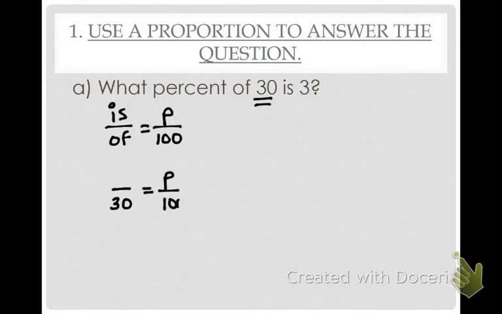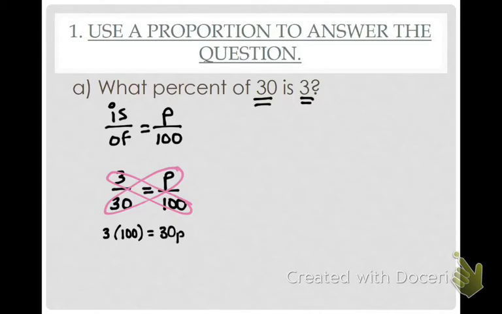Do you guys see what the is? 3, because it's the number that follows the word is. So 3 over 30 equals P over 100. Do you guys remember doing cross multiplication before? Yes. All right, it's been a little while, but that's how we find the proportion. So we're going to multiply these together to find out what P, or what the percent, is. So I'm going to multiply 3 times what number? 3 times 100, and I'm going to multiply 30 times what?